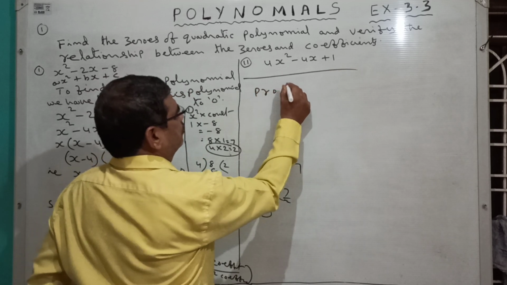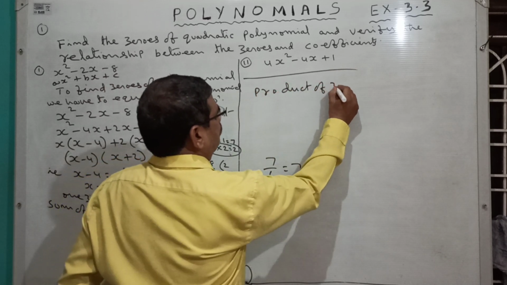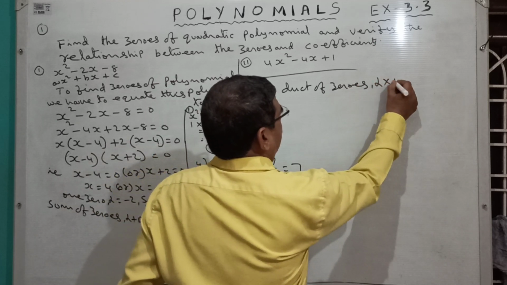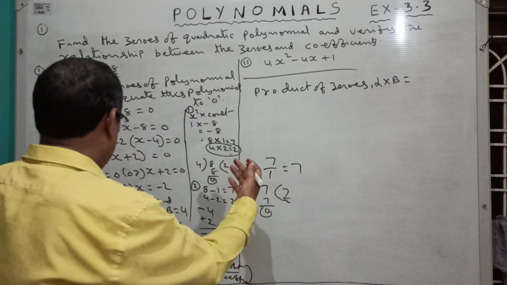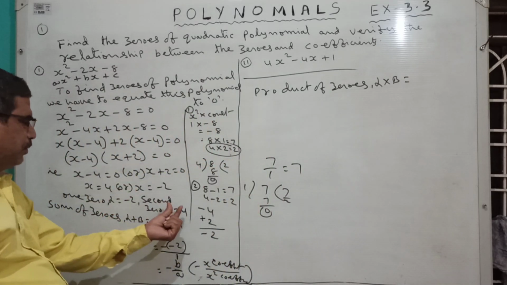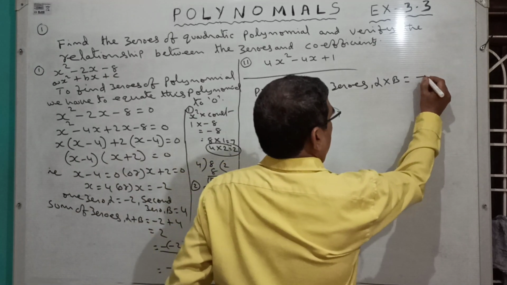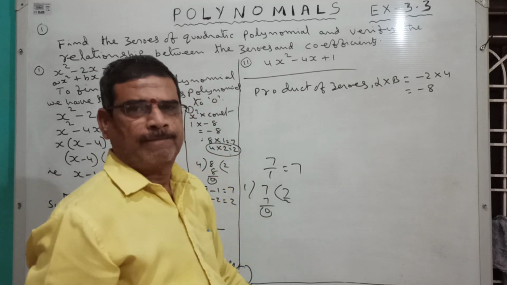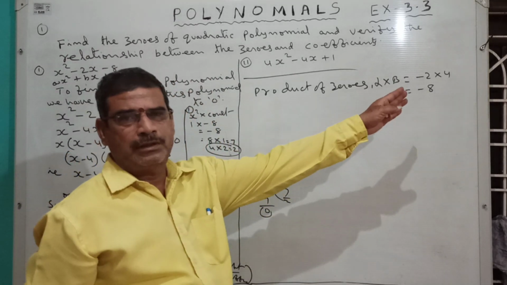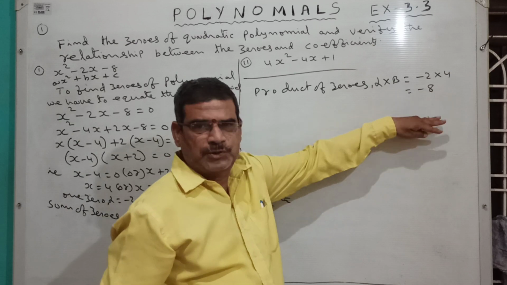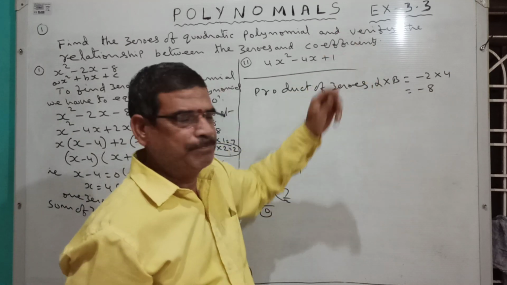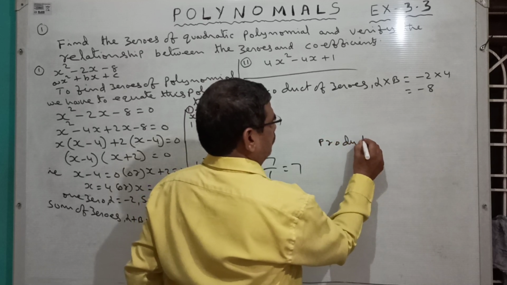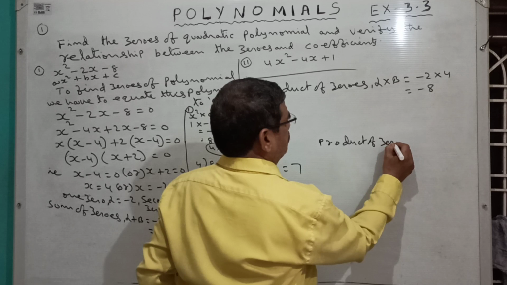Another relation is product of zeros. Product of zeros, that is alpha into beta, is equal to, I have to multiply these two. Minus 2 into 4, that is equal to minus 8. This is the product of zeros. Okay, so give some space. You have to write from the bottom. So product of zeros.